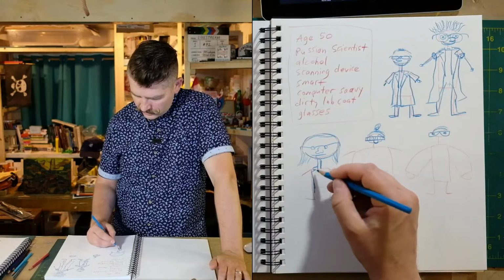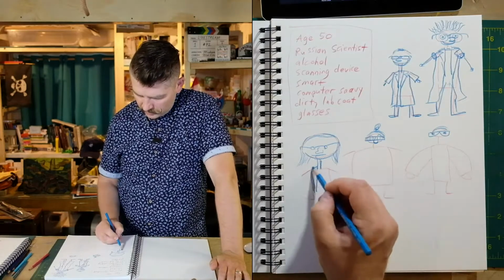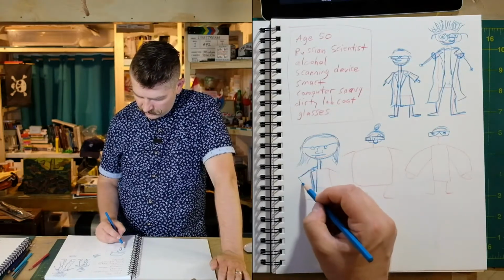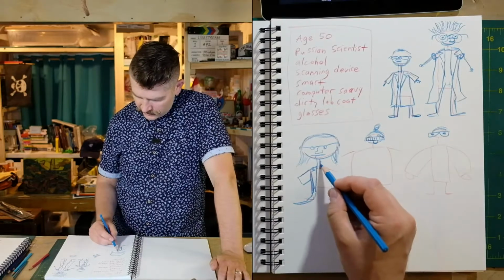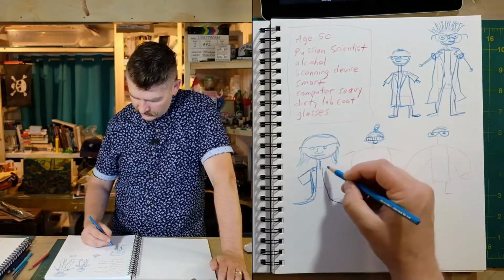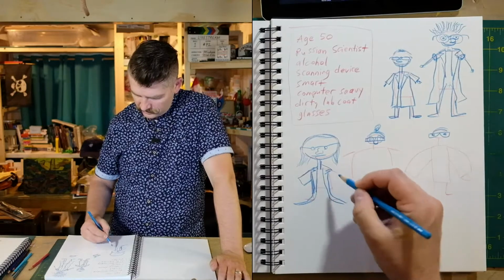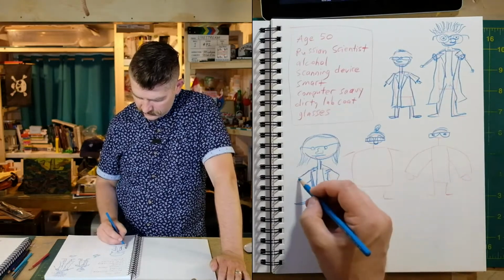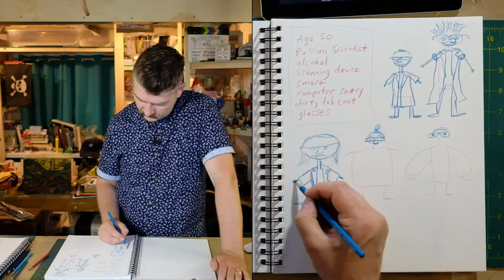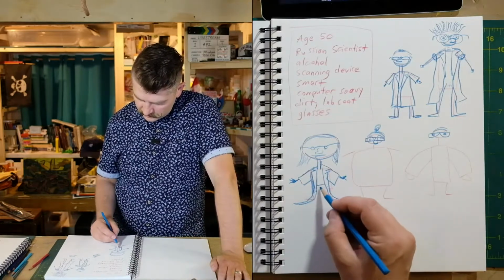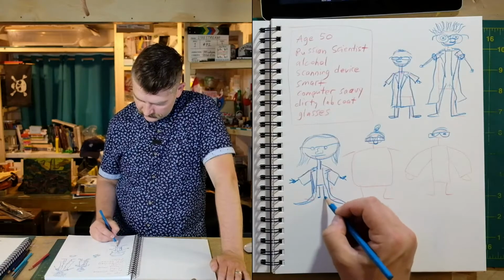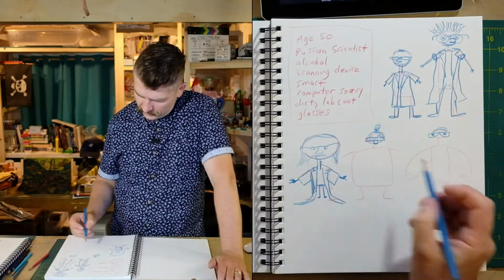Dirty lab coat. As I'm drawing this, I think maybe this one is really way too big, and maybe it's so big it drags around on the floor. And he's got his little hands sticking out the top here, and he's got his little legs under there.